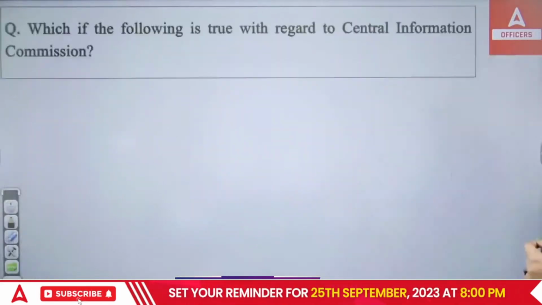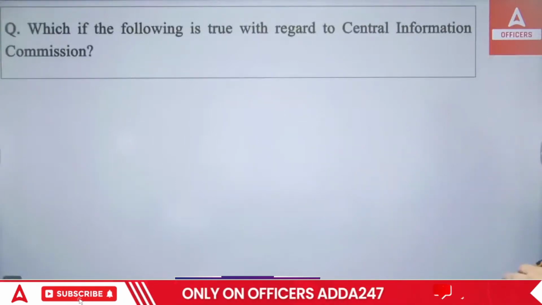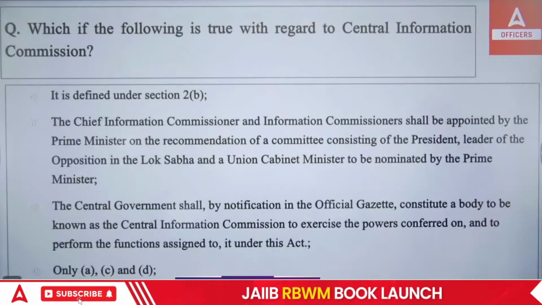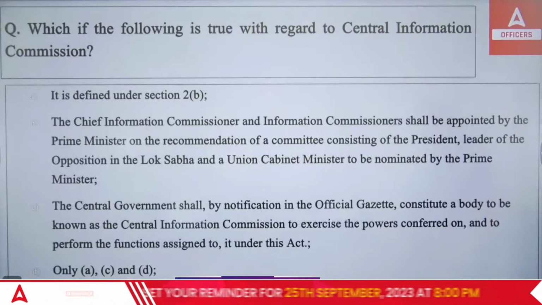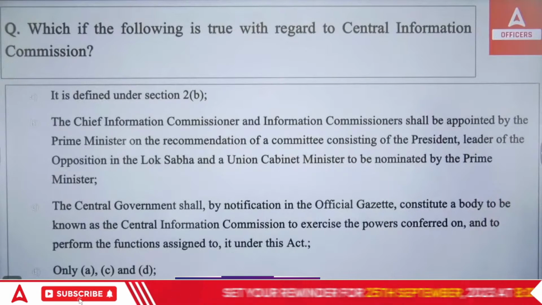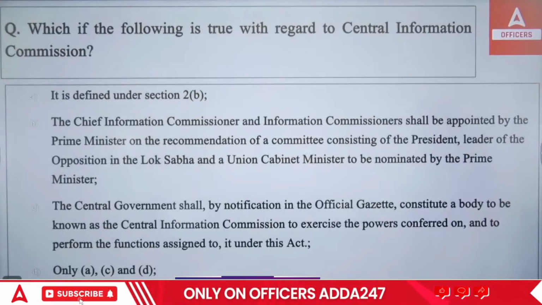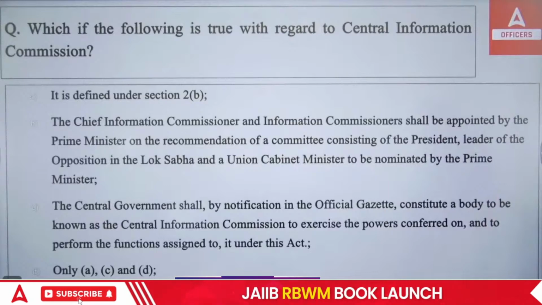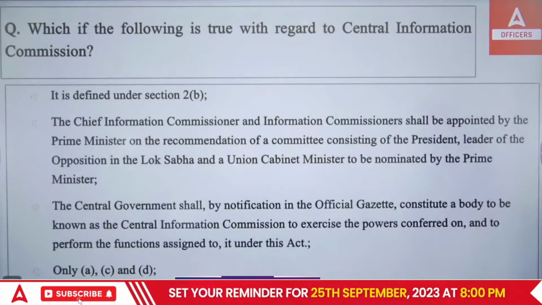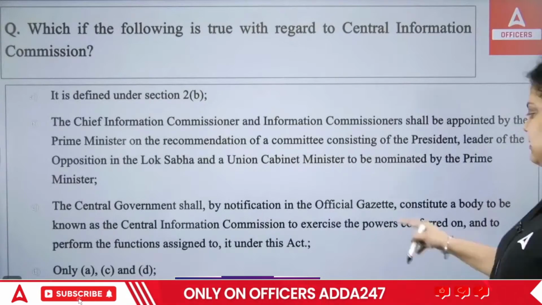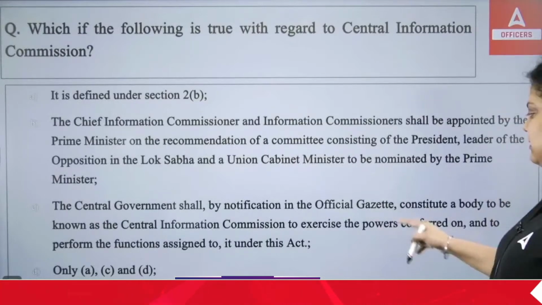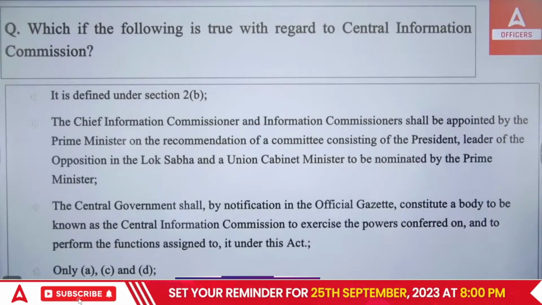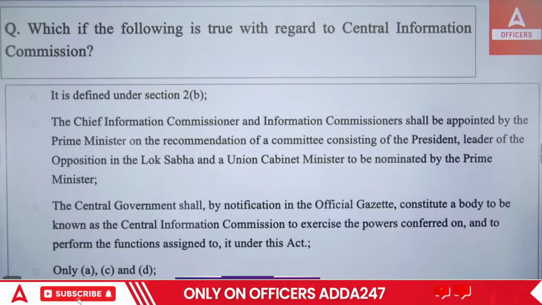Which of the following is true with regard to the Central Information Commission? First is saying it is defined under section 2B. Second is saying the Chief Information Commissioner and Information Commissioners shall be appointed by the Prime Minister on the recommendation of a committee consisting of the President, Leader of the Opposition in the Lok Sabha and a Union Cabinet Minister to be nominated by the Prime Minister. Third is saying the central government shall by notification in the official gazette constitute a body to be known as the Central Information Commission to exercise the powers conferred on and to perform the functions assigned to it. And the last one is saying only A, C and D. So which of the following is true regarding the Central Information Commission? A, B, C or D?